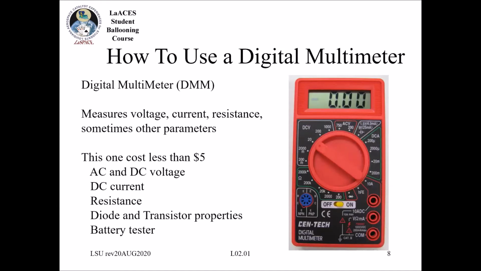So now we're going to talk about the digital multimeter. This is a really important device that we use to measure various things. In the rest of the presentation and in the activities, you're going to see it referred to as DMM, just for digital multimeter. When you talk to people, most of the time they just say multimeter, just so you're aware, it's all the same thing. This particular device measures voltage, current, resistance, and sometimes other parameters.